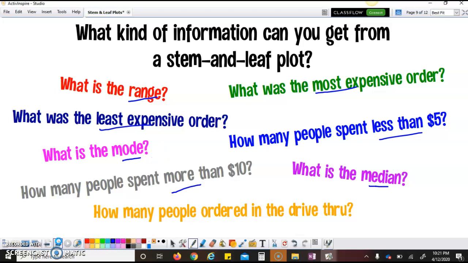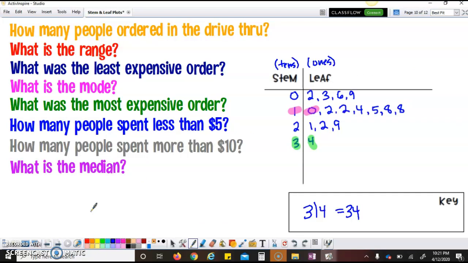Okay. So let's go ahead and answer some of these questions. Ready? I'll show you how to answer them. So let's look at our stem and leaf plot. We've got everything, all of our orders from the Chick-fil-A drive-thru. Remember, a 3 line 4 means 34, just like this. 3 line 4 equals 34. Okay, so first question, how many people ordered in the drive-thru? Okay, that's easy. Here's what we got to do.